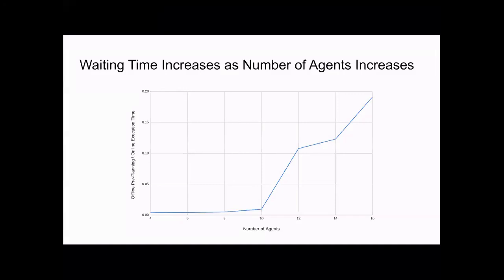For our framework, we ran tests of 4 to 16 agents in 2 agent increments. We ran 10 tests per number of agents in an empty 18 meter by 18 meter simulated environment with no static obstacles and randomized starting and goal positions for every agent.